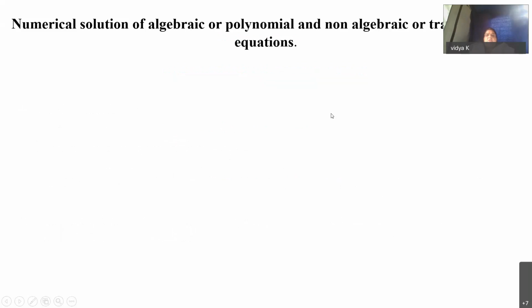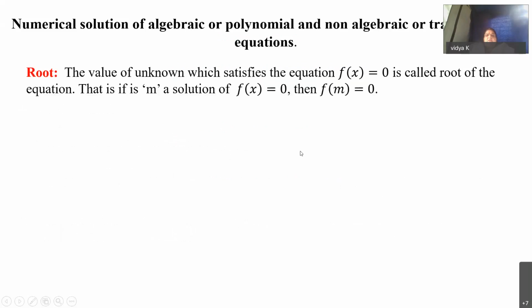Okay. First of all, you should know what is an algebraic or polynomial equation and a non-algebraic or transcendental equation. So first of all, what is the meaning of solution? The value of the unknown which satisfies the equation f(x) = 0 is called the root of the equation or solution of the equation. So m is the solution of f(x) = 0. Then if you replace x by m, this equation should satisfy f(m) = 0.